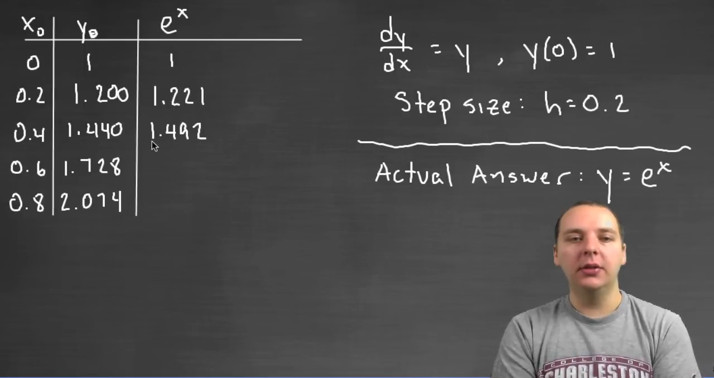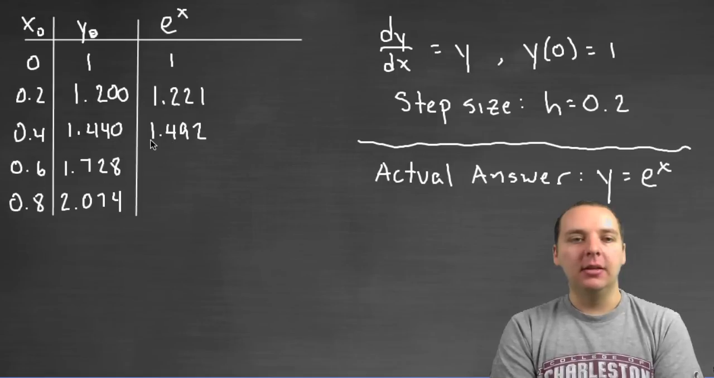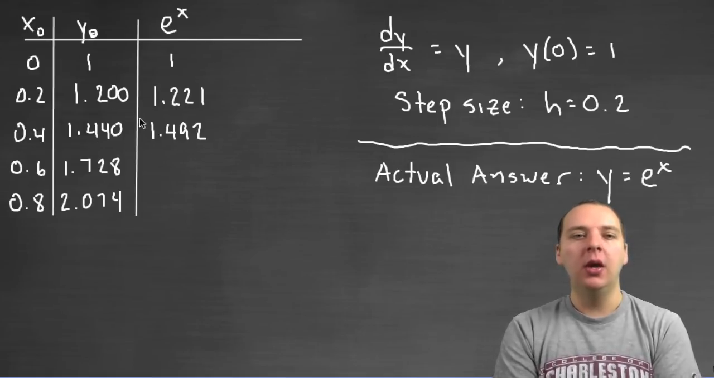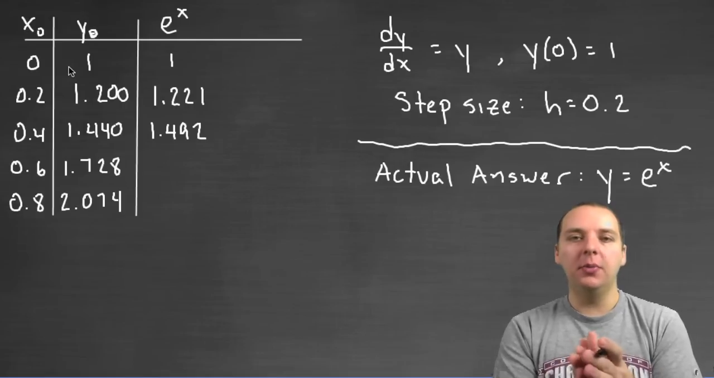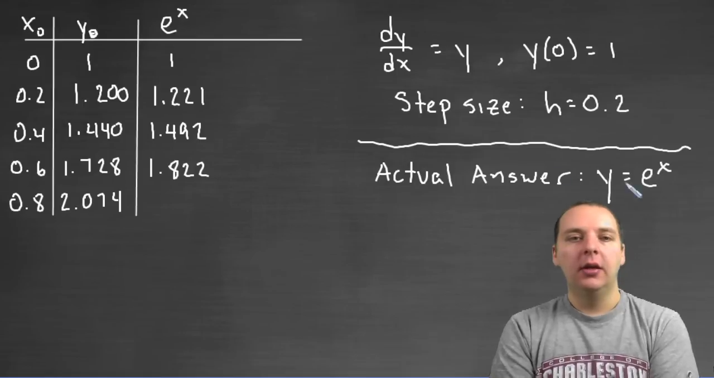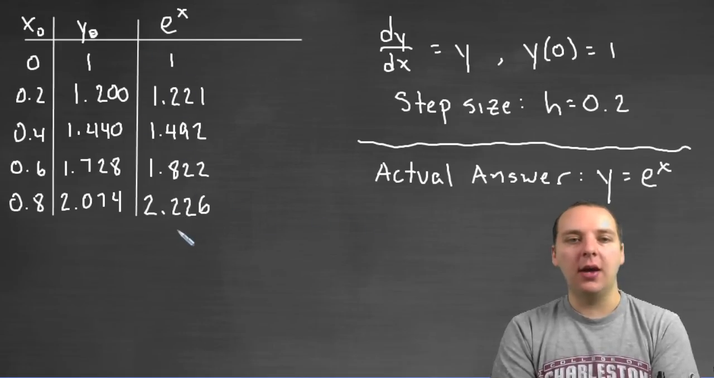All right, let's keep going. e to the 0.4 is 1.492. You can do that on your calculator. It's a little bit farther away, 5/100ths of a unit away, which is farther than 2/100ths of a unit away. Why is it getting worse? Well, to be honest with you, it's because we're leaving the initial condition. There does start to become greater error as we leave the initial condition. e to the 0.6 is 1.822. e to the 0.8 is 2.226. So those are the exact y values that Euler's method should have approximated.